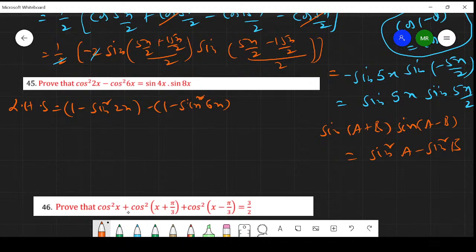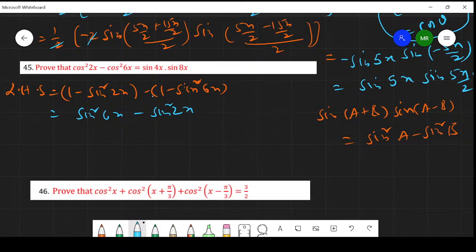Now you observe this one. I can simplify. 1 minus 1 will get cancelled. This will become sin square 6x minus sin square 2x. Am I right? You understood this? Because minus minus becomes plus, so sin square 6x minus sin square 2x. Now look into this, I told you sin of a plus b into sin of a minus b equals sin square a minus sin square b.